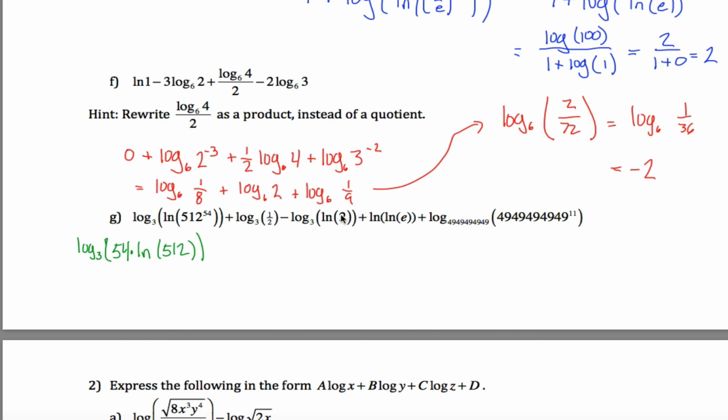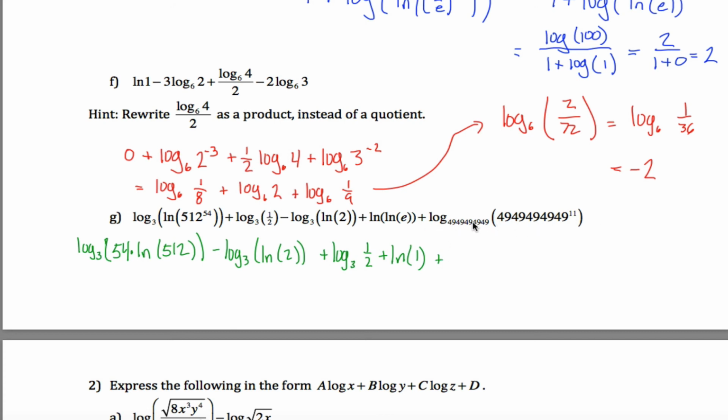I'm going to write this one next because later on I'm going to want to put those together. So I got minus log base 3 of the natural log of 2. And then I have plus log base 3 of 1/2. And then I have this mess, plus the natural log of e. Well, the natural log of e is 1, and the natural log of 1 is just 0, so that's going to end up going away pretty soon, but tackle that later.